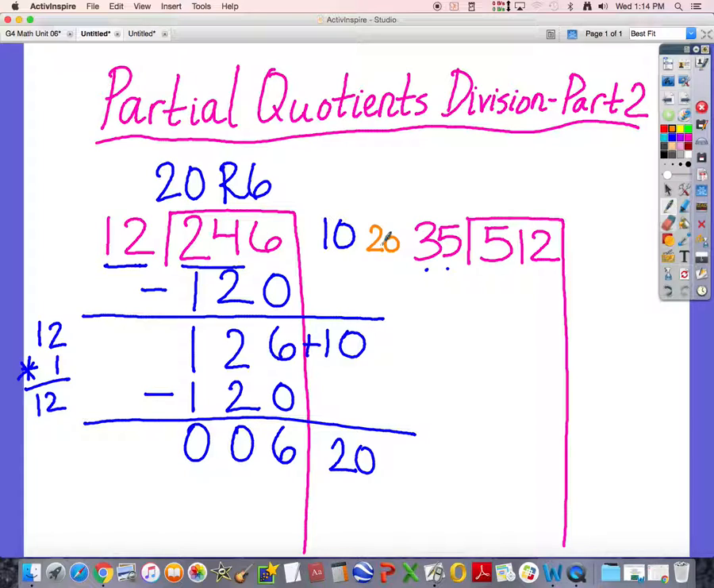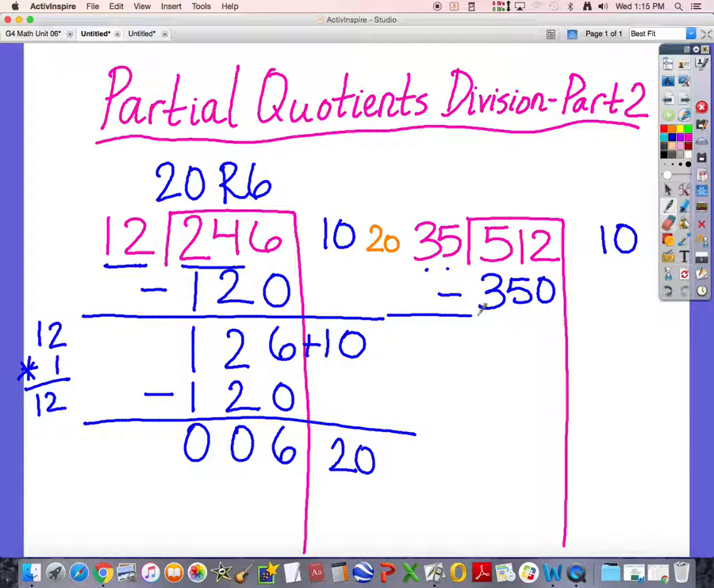Okay. We'll come over to this problem, 512 divided by 35. This one's going to be a little more complicated because multiples of 12 are a little bit easier to know than multiples of 35. I know 35 and 35 makes 70. After that, I have to think a little bit more. So a good number to start with is, can I multiply it by 10? 35 times 10 is 350. That's pretty close to 512, so I'm going to start there. 10 times 35 is 350.